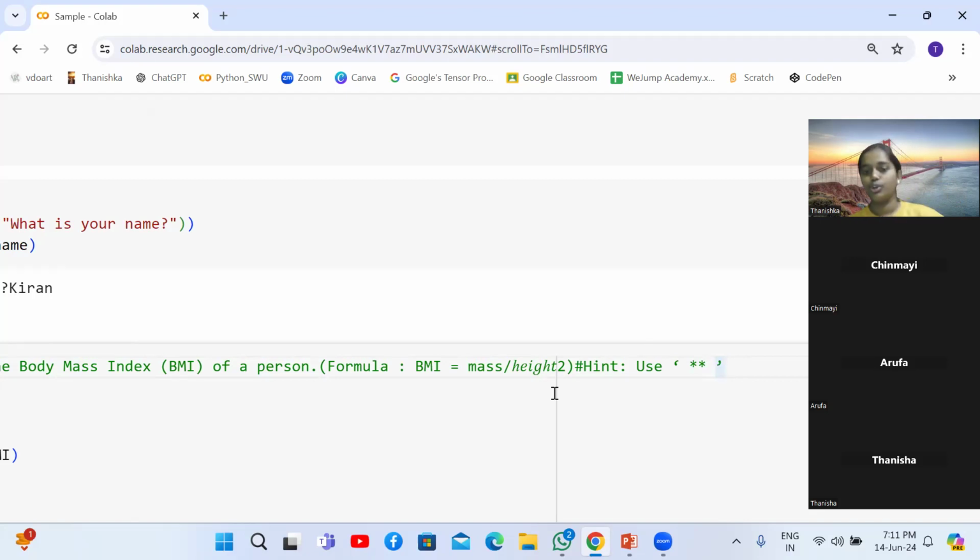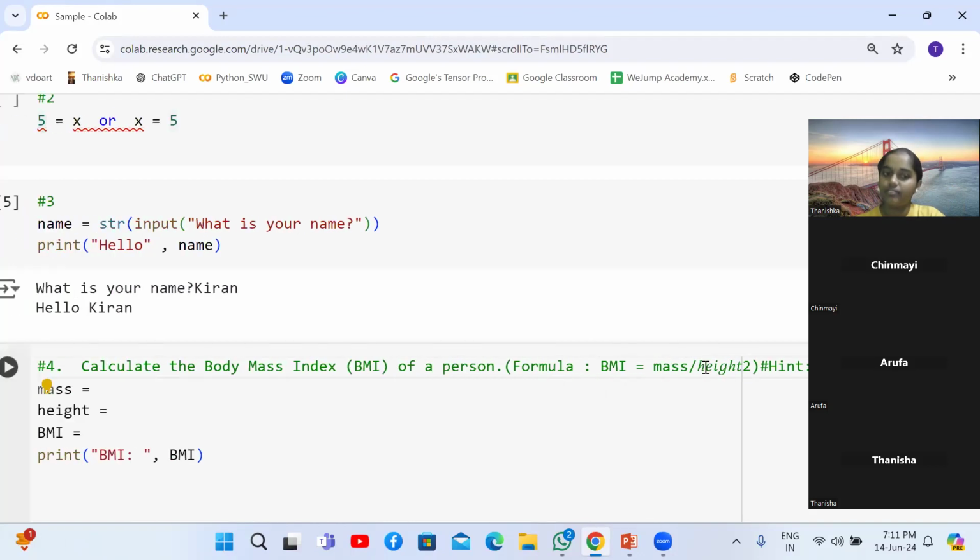So here also, you will first divide your weight by height and then multiply with 2 times. You're going to use this symbol and then again multiply. So when you see this symbol, you can remember the multiplication. If you write it 2 times, then it's exponentiation. Did you guys understand? Yeah.